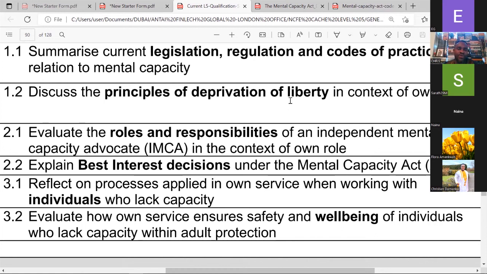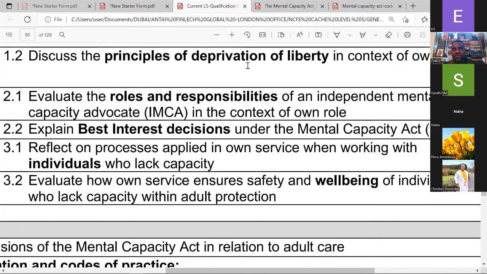Number 2, which is 1.2: discuss the principles of deprivation of liberty in the context of your own role. Here you have to relate it to the scenario on which you are writing, which is very important. You'll be required to talk about the principles of deprivation, a minimum of 4. Just follow the resources.